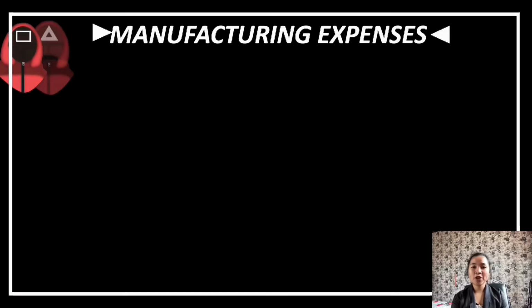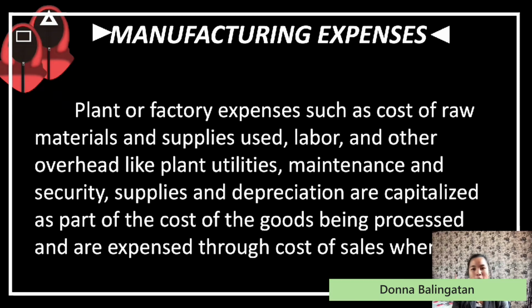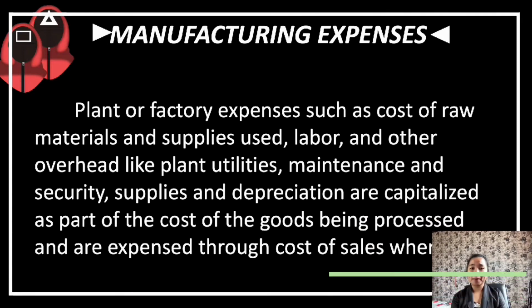Moving on to the manufacturing expenses. Plant or factory expenses such as cost of raw materials, supplies used, labor, and other overhead like plant utilities, maintenance and security, supplies, and depreciation are capitalized as part of the cost of the goods being processed and are expensed through the cost of sales when sold. So basically, manufacturing costs are the costs incurred during the production of a product. These costs include the cost of direct material, direct labor, as well as the manufacturing overhead.